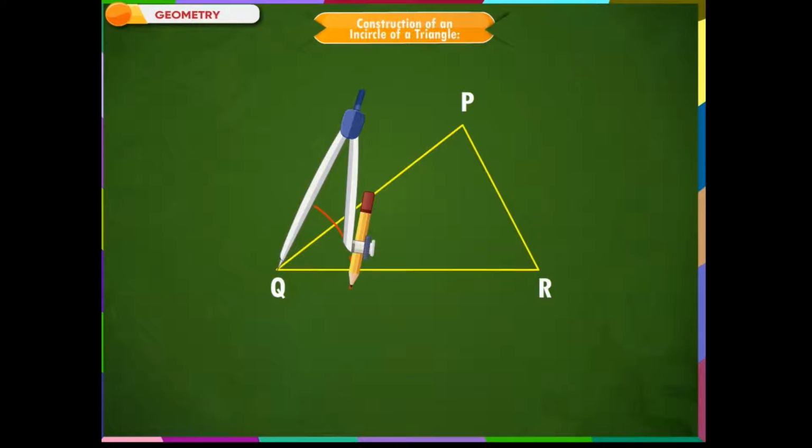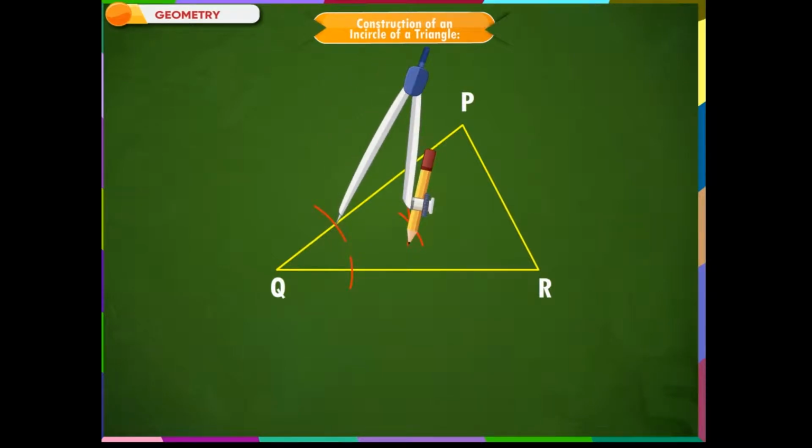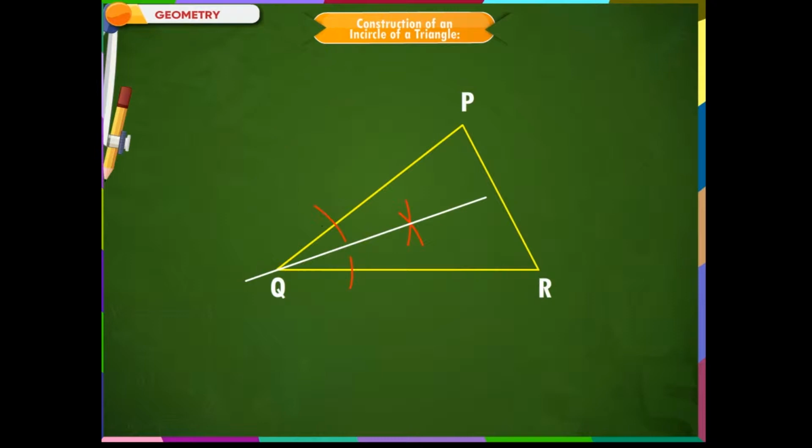3. Then, from the point where each arc crosses the side, draw 2 arcs inside the triangle so that they cross each other, using the same compass's width for each. 4. Using the scale, draw a line from the vertex of the triangle to where the last 2 arcs cross, as shown on screen. This line is the angle bisector of the angle Q. 5. Repeat all of the above steps at the vertex R of the triangle. You will now have 2 new lines drawn as shown on the screen.